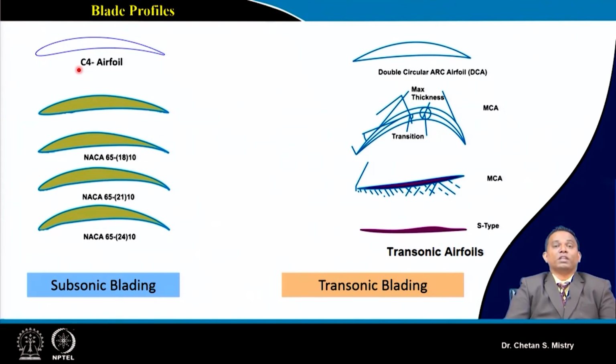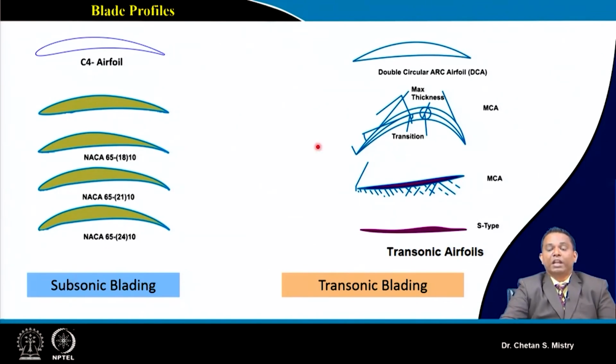Okay. Now let's have a look. If you recall, when we were discussing the aerodynamics of axial flow compressor in terms of aerofoils, we discussed the C4 aerofoil and the NACA 65 aerofoil. These are subsonic aerofoils. These subsonic aerofoils have limitations for application in supersonic flow, and in order to address this kind of configuration, we are moving towards the development of new aerofoils.